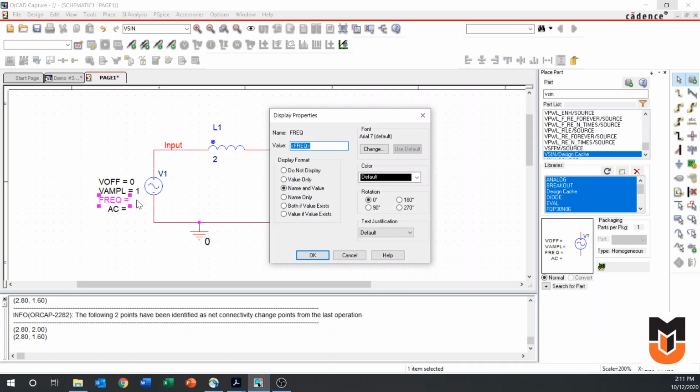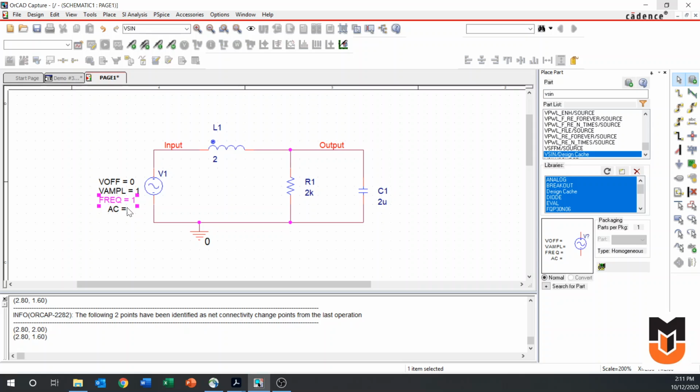Let's set our amplitude to 1, so it'll be easier to recognize some key values later on. And we're going to manually adjust this frequency and do several simulations. So let's start with a really low frequency of 1 Hertz. And we're just going to leave the AC alone. So, of course, I'm choosing a low frequency because this is a low pass filter.